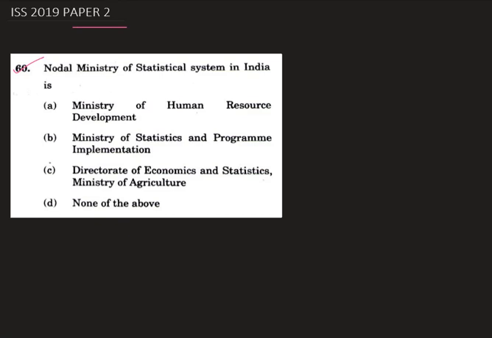The nodal ministry of the Statistical System in India is: is it the Ministry of Human Resources Development, the Ministry of Statistics and Program Implementation, the Directorate of Economics and Statistics, Ministry of Agriculture, or none of the above? So here the right answer will be the Ministry of Statistics and Program Implementation. Therefore, B is the correct answer.